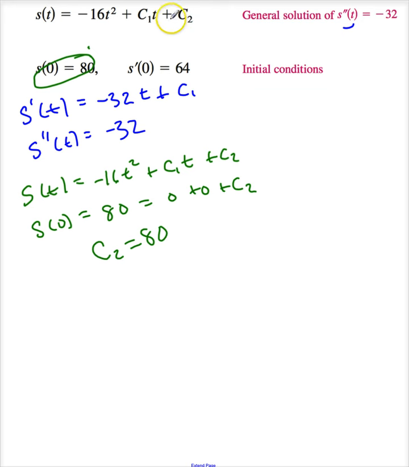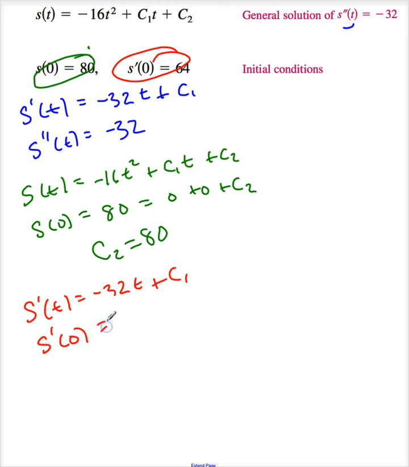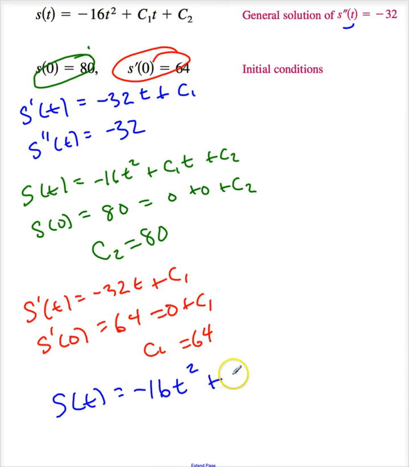Now I need to find out what c1 is. Now I have s prime, so let me go to my s prime formula. So s prime of t is minus 32t plus c1. And I know s prime at 0 is equal to 64. And so this is 0 plus c1. So c1 is 64. So now I can write the particular solution of my differential equation: s of t is negative 16t squared plus 64t plus 80.